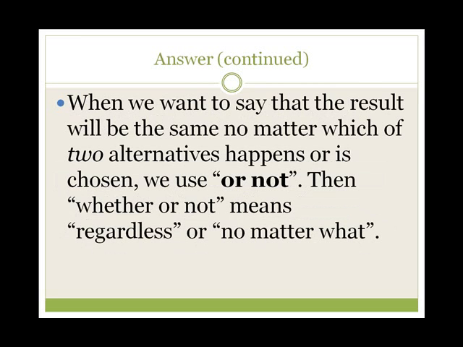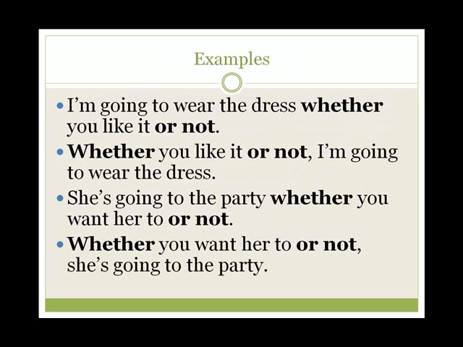When we want to say that the result will be the same no matter which of two alternatives happens or is chosen, we use "or not." Then "whether or not" means regardless or no matter what. Here are some examples in which "or not" must be included. I'm going to wear the dress whether you like it or not. Whether you like it or not, I'm going to wear the dress. She's going to the party whether you want her to or not. Whether you want her to or not, she's going to the party.